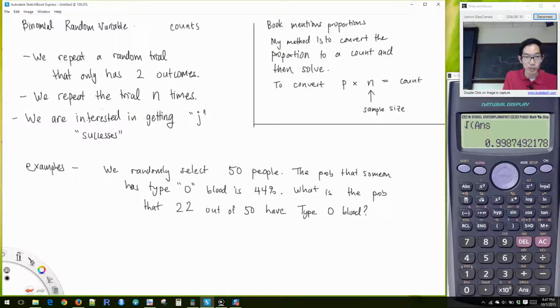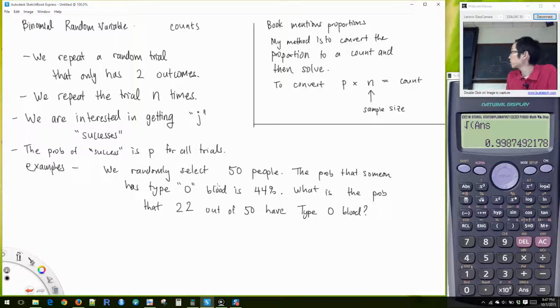Oh, and I'm sorry, I forgot one thing here. We repeat the trial n times. We're interested in getting J successes, and I'll say the probability of success is P for all trials. I apologize for inserting that in later.